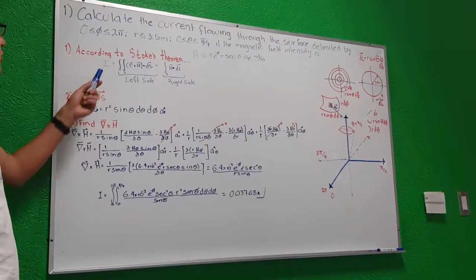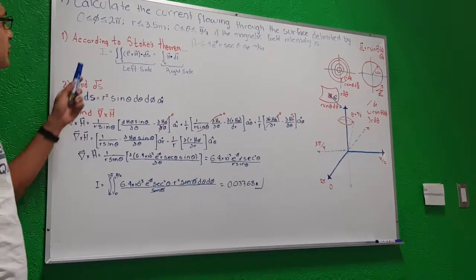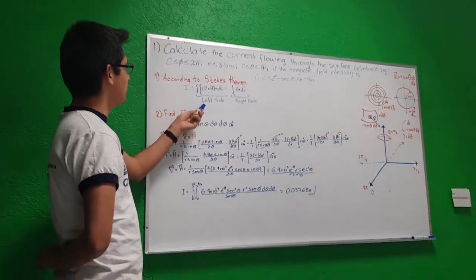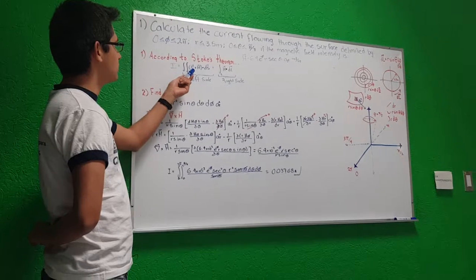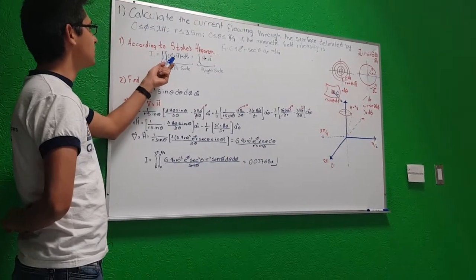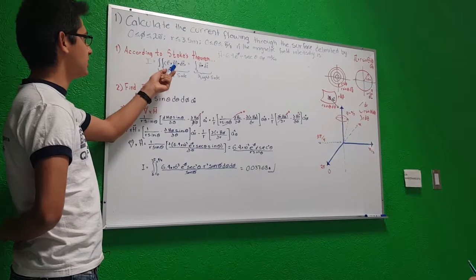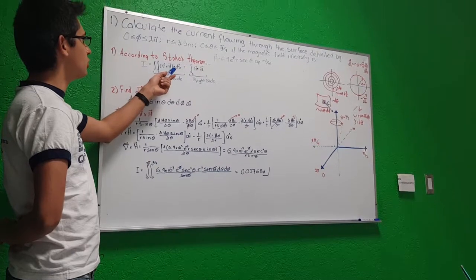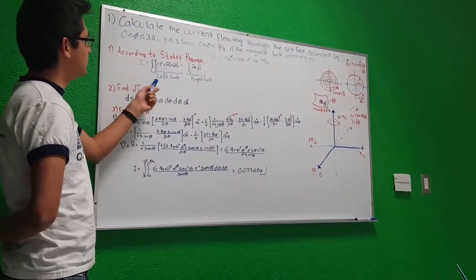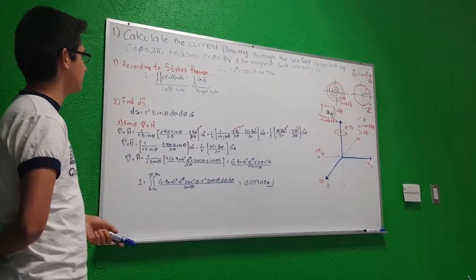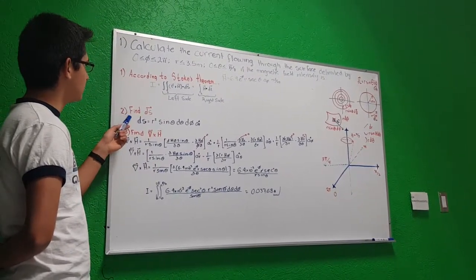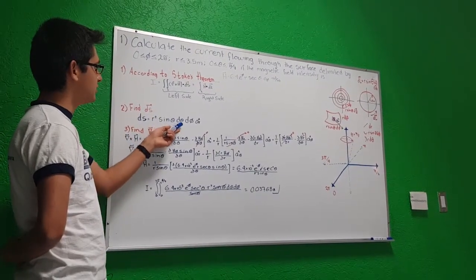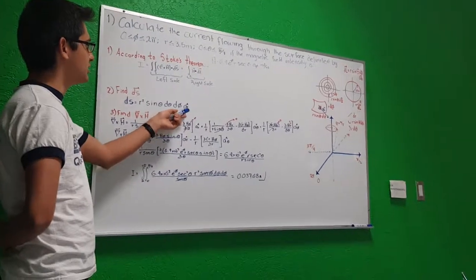Okay. According to Stokes' theorem, the current equals the double integral over the surface of the curl, the partial derivative cross product with the vector H. From the result of this, we have to do the dot product with dS. This is the left side of this equation. Okay? The dS equals r squared sine of theta d phi in the direction of a r.